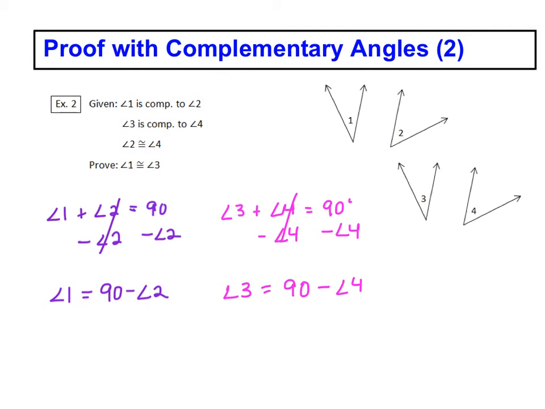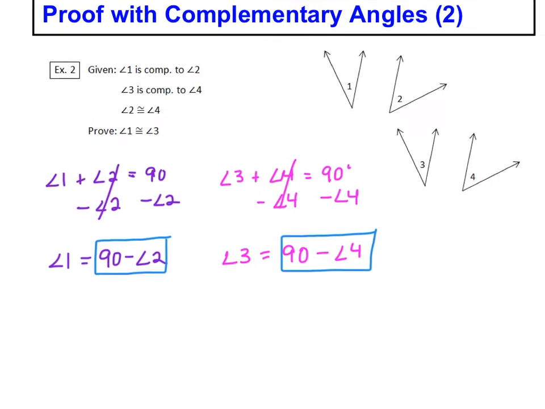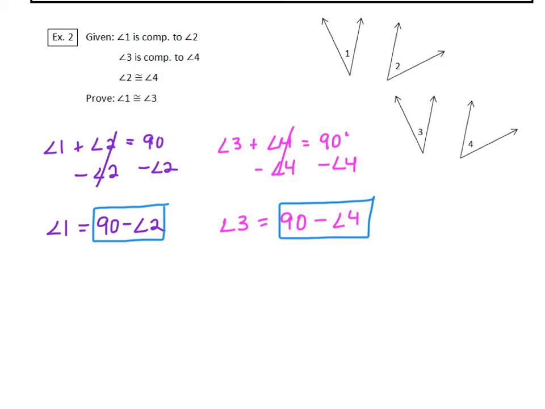All right, so in the last example, these two were the same and it helped us out. But you can see that they're not exactly the same. Angle 1 is 90 minus angle 2, and the other one is 90 minus angle 4. This is where we're going to bring in the fact that angle 2 is congruent to angle 4. Basically, they are both 90 minus that same value. So these don't look exactly the same, but we can conclude that they are the same because we know that angle 2 and angle 4 are congruent.